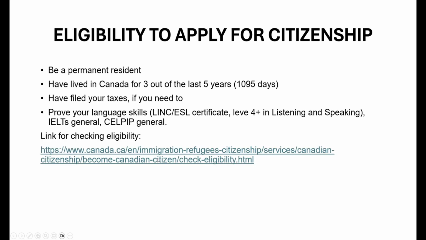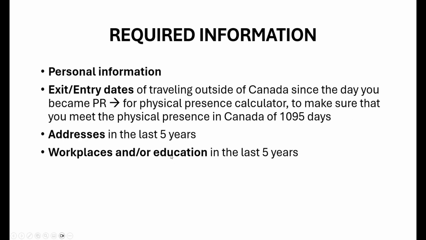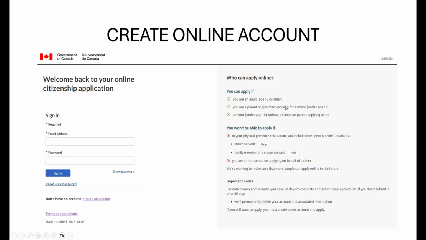Okay, you can see here the required documents. First, you will need the primary ID, that is a passport or travel document, and 2 pieces of secondary ID, and you will need to have the proof of English, the police certificate, and a digital photo. The required information that you will need is your personal info and the exit and entry dates, to make sure that you've been here for at least 1,095 days, and the addresses, workplace and education in the last 5 years. So let's get started.